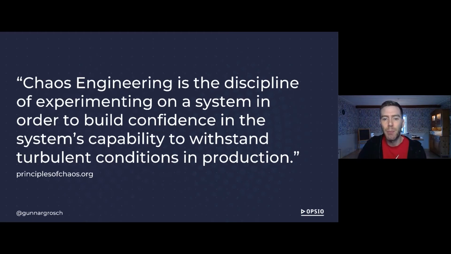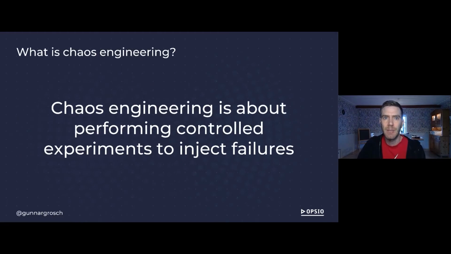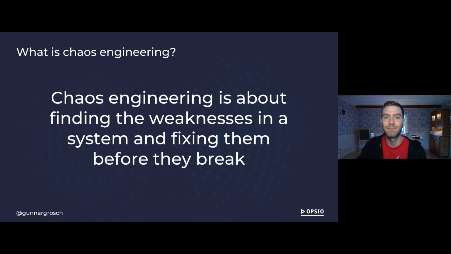So let's break that down a bit. Chaos engineering is about performing controlled experiments to inject failure. Doing experiments makes it sound quite scientific, and to be honest, it is. We create controlled experiments and we measure the results. So some compare it to a vaccine in that we inject failure into a system to make it stronger. And talking about it as a vaccine these days is really something that resonates.